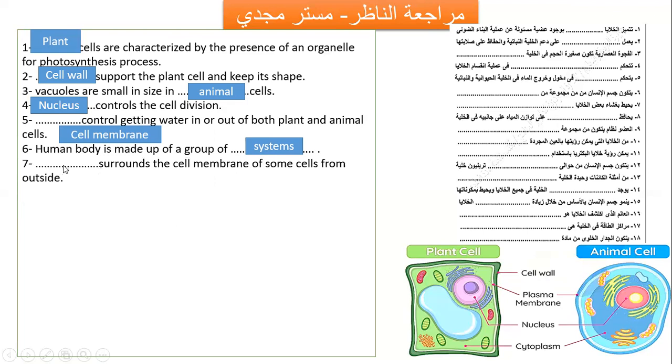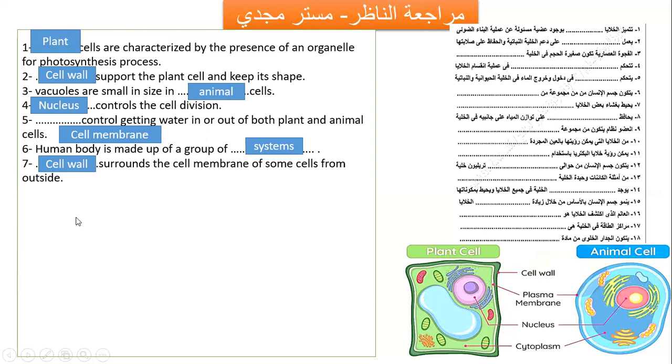Next one, 7. What surrounds the cell membrane of some cells, not all cells, from outside? So this is the cell membrane in animal cell, it has nothing covering it. While here in plant cell, this is the cell membrane, and what surrounds the cell membrane in plant cell? Yes, cell wall. So cell wall surrounds the cell membrane of some cells in plant cell from outside.